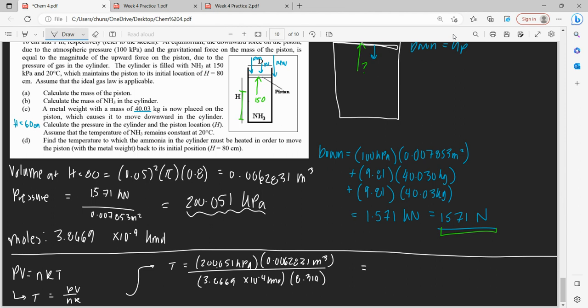And so now, when we do all of our calculations, this turns out to be 390.973. And remember, this is in Kelvin. So to go to degrees Celsius, we're going to subtract 273.15, and this becomes 117.82 degrees Celsius.